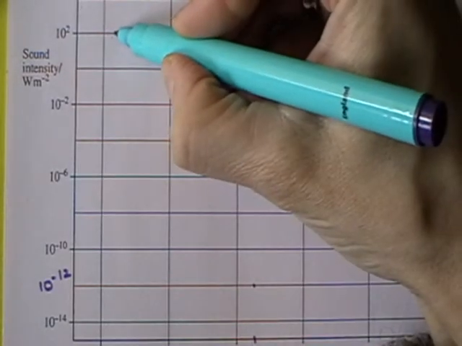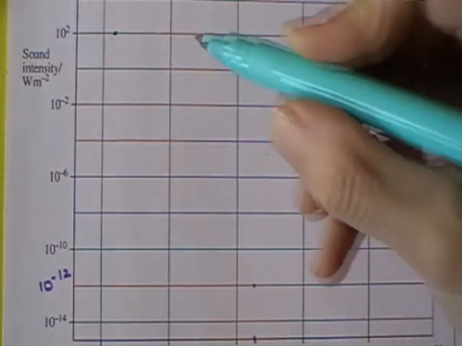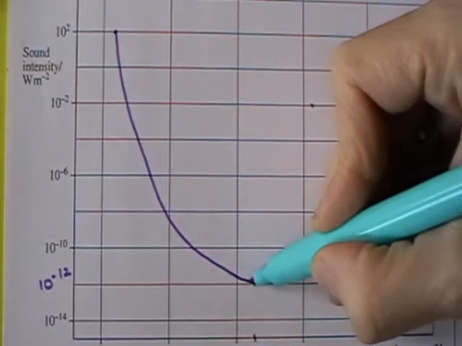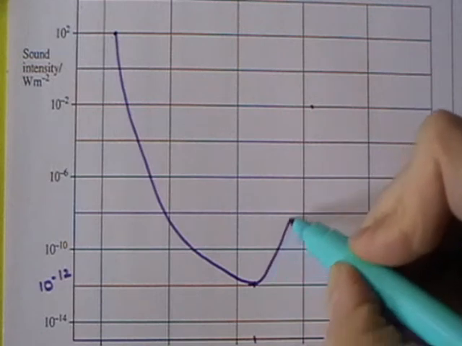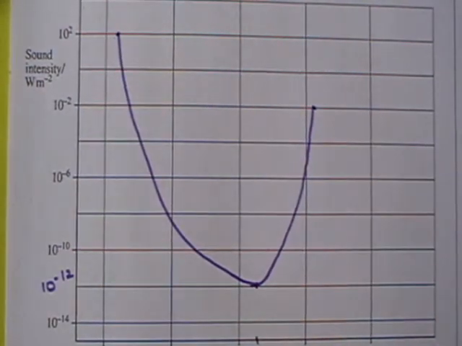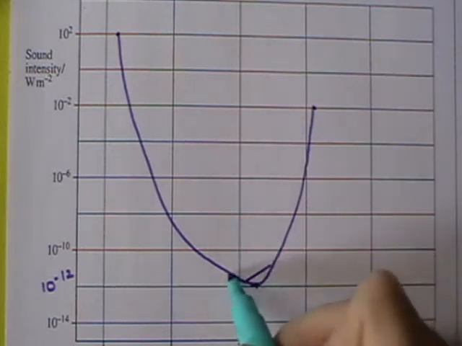And the lowest frequency that we can hear is 20, and we might be able to hear a sound of 10 to the 2, which would be like the aircraft in the last question. And so then you join that as a nice curve with an intensity there. So it's a wee bit lopsided, and it's meant to be like that. And then shade the area where the sound can be detected.